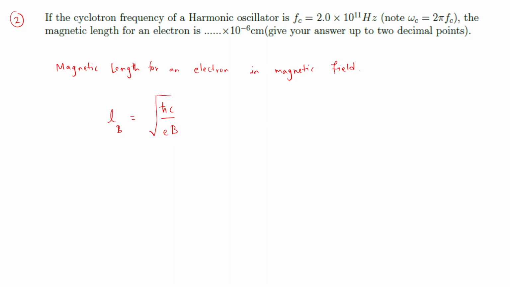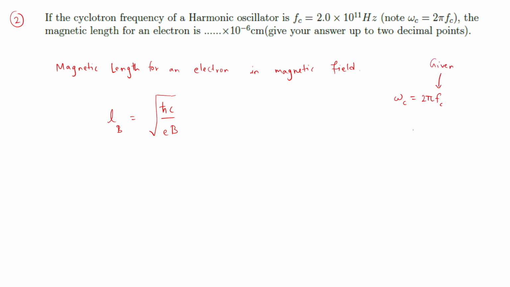So it is given by this formula. There has to be some magnetic field, and in that context only this is useful. Now, how do we find this B? This B determines something called the cyclotron frequency, or omega C. Omega C is equal to 2 pi fc. This fc is given.